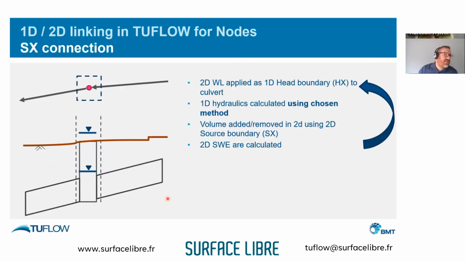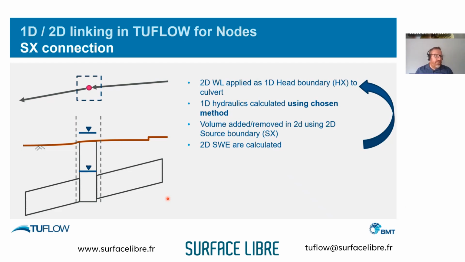In an SX connection, the 2D water surface elevation is applied as a head boundary to the 1D domain. The 1D hydraulics is calculated using the chosen method. So usually with a pit, it's done using a head discharge relationship. So we're taking the water level from the 2D domain. That's giving us our head, which is then giving us a discharge, which is then applied into our 1D subsurface network.